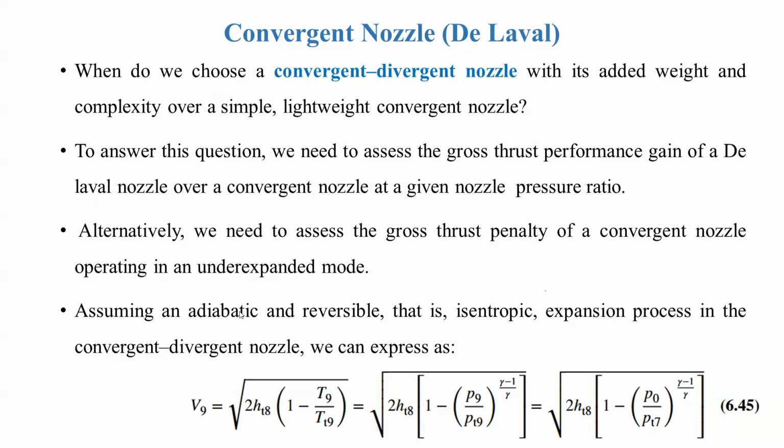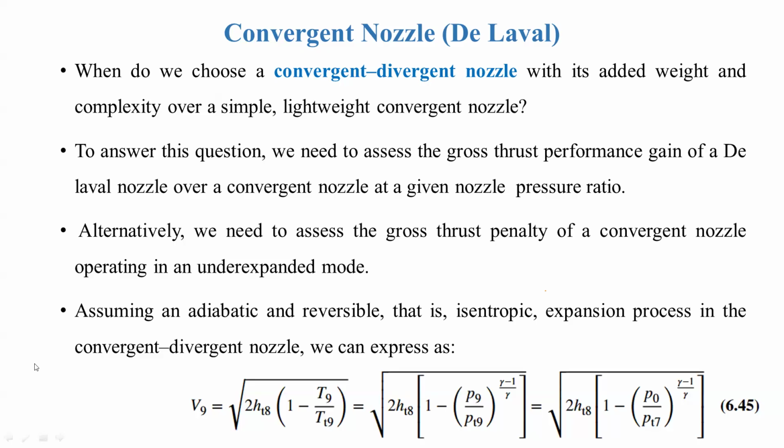So let's assume adiabatic and reversible flow, which is isentropic flow. The expansion process in the convergent divergent nozzle is given with the flow velocity at the exit, which is equal to the radical of 2 times cp times T8 times 1 minus T9 over the total stagnation temperature, and which can be rewritten in terms of 2 times enthalpy, because temperature and pressure are related by this kind of relation. How can we relate temperature and pressure?